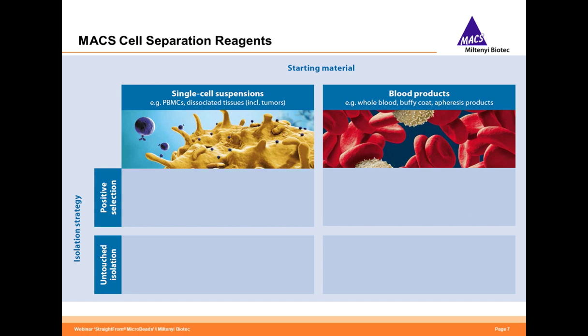Now, in this webinar, we will talk about the StraightFrom MicroBeads. They are also based on columns and nano-sized microbeads. However, you don't need to pre-purify your cells. You can start immediately from blood products such as whole blood, buffy coats, and leukopaks. As a counterpart, we also have our MACSiBead. They are based on column-free technologies and have micro-sized beads.